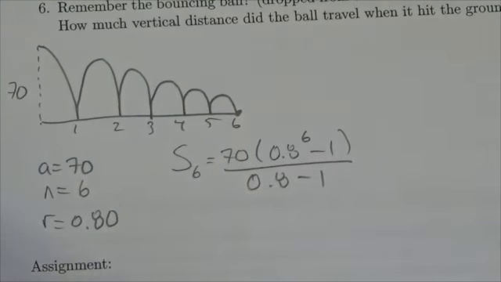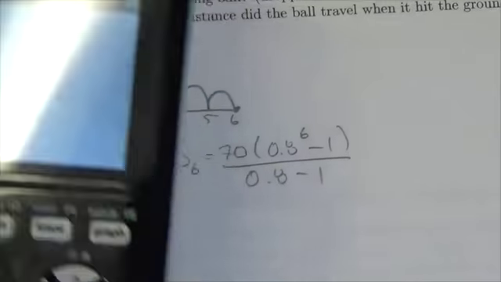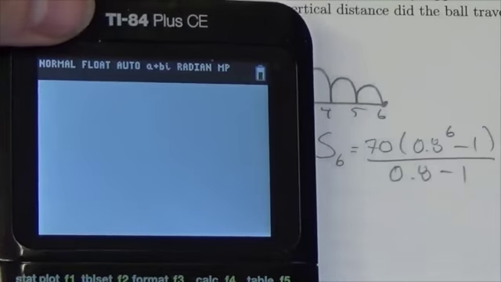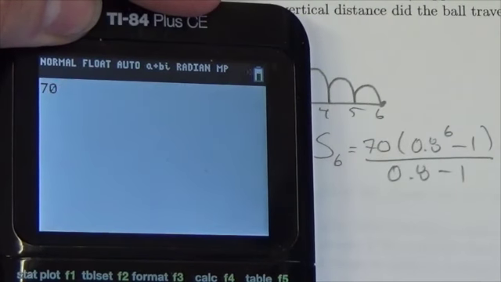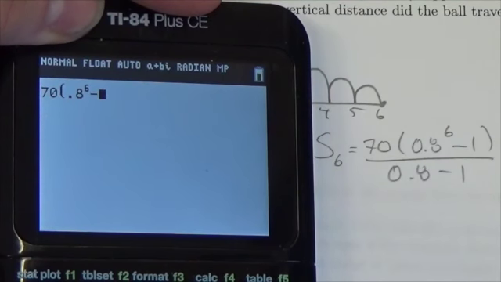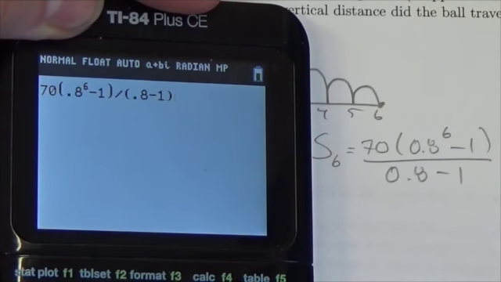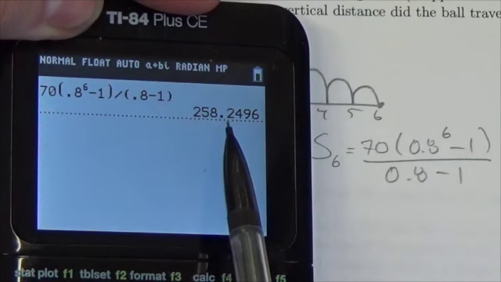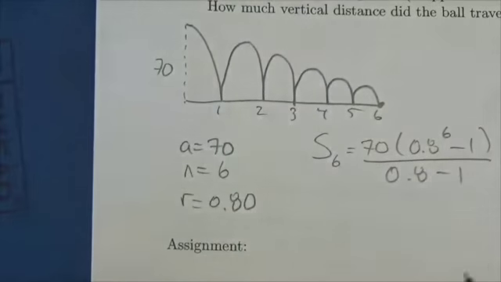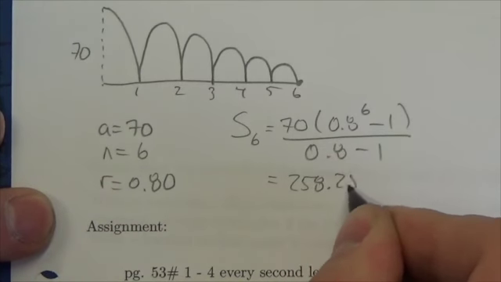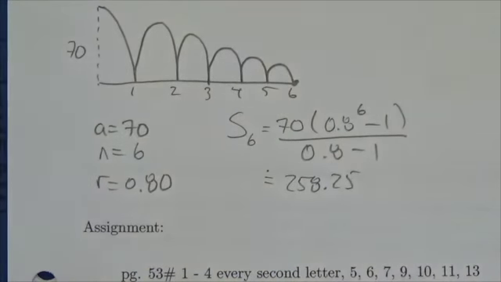So now that just becomes calculator work. We'll go to the calculator here, push that off to the side a little bit so we can still see it. We've got 70 times (0.8 to the 6 minus 1), close the brackets, divided by (0.8 minus 1). And we're getting 258.25, approximately, because I rounded that a little bit.